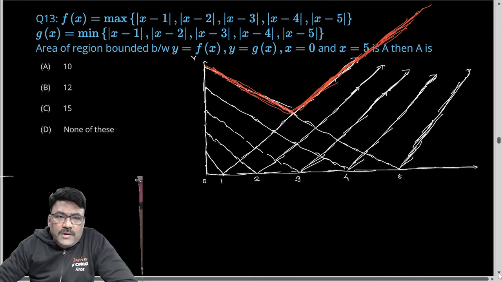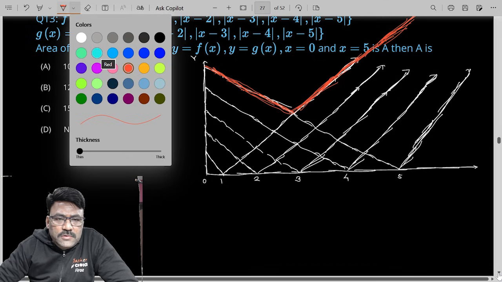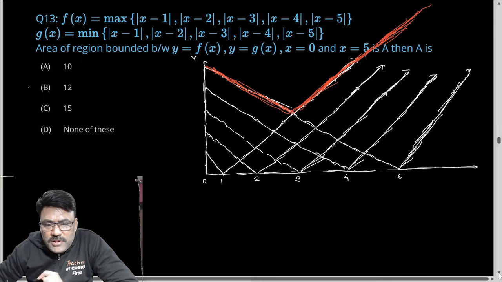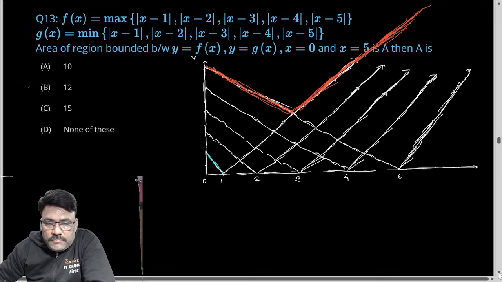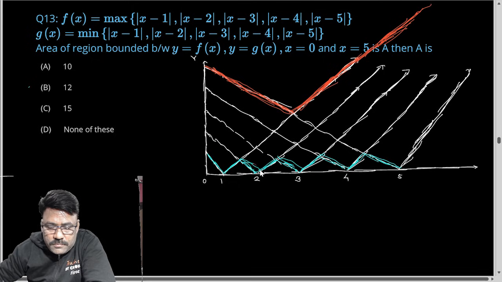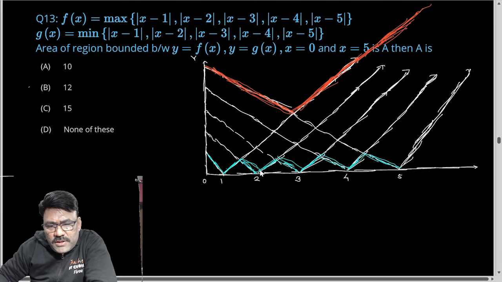Now what is the minimum? Minimum is this one, which I'm shading right now. First the minimum of these 5 is this one here, then this one, then this one, then this one, then this one, then this, this, and this. This is the minimum from 0 to 5. And all these will be at the same level actually. All these will be at the level of 1 only.